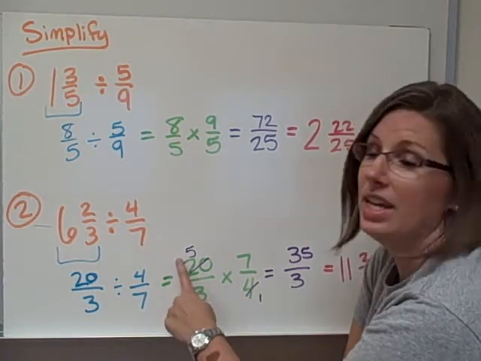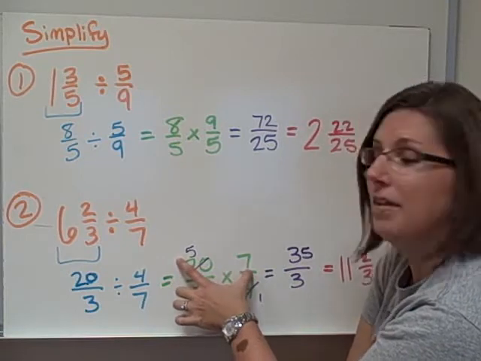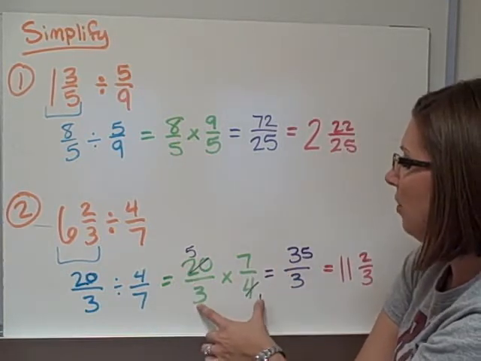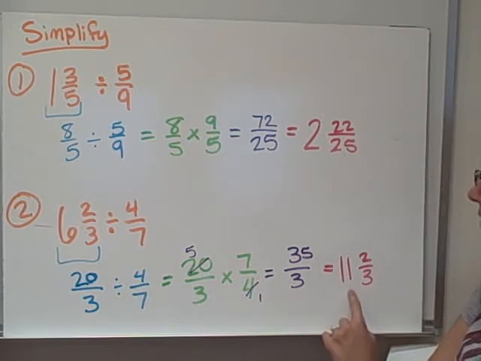20 divided by 4 is 5. Now I multiply 5 times 7 to get 35, 3 times 1 to get 3. I'm left with 11 and 2/3.